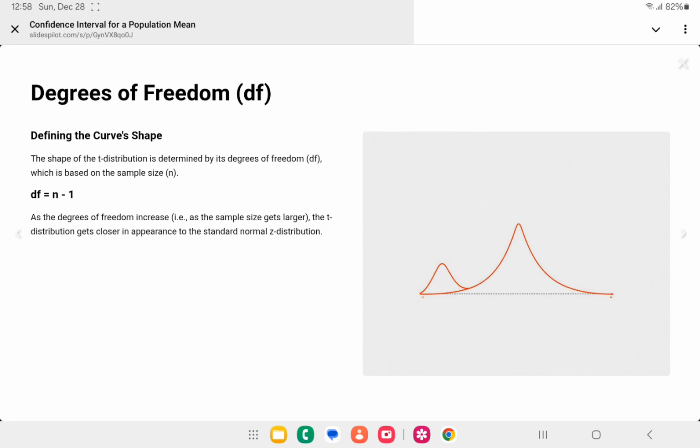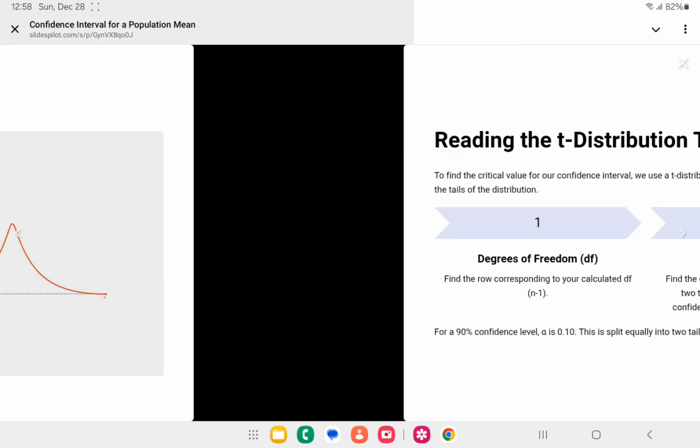Here is the t distribution curve for 2 degrees of freedom, for 5, and for 30. We see that as degrees of freedom increases, the t distribution approaches the z distribution. Here is a sample of the t distribution table.